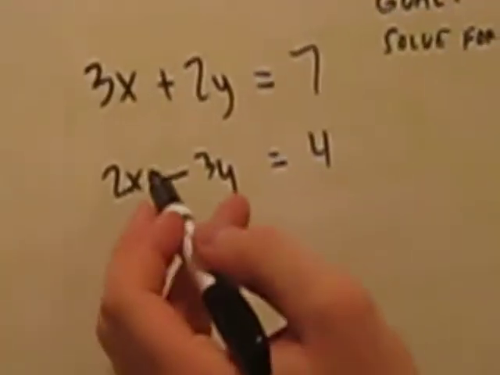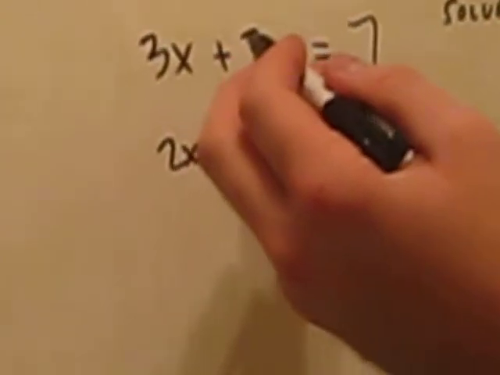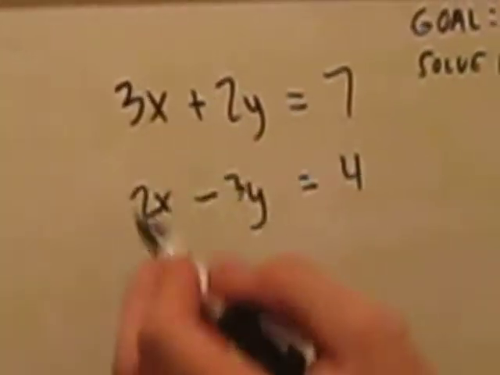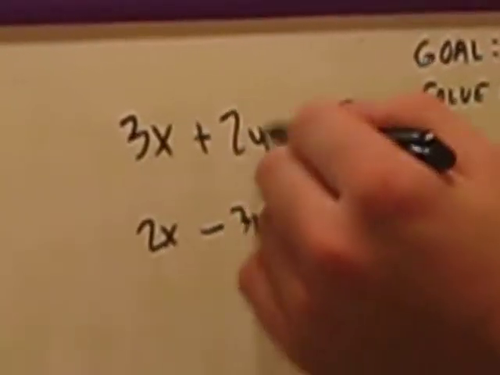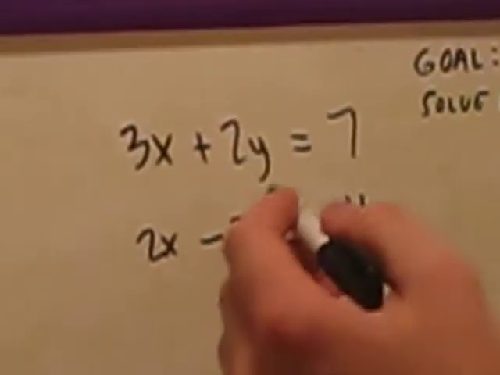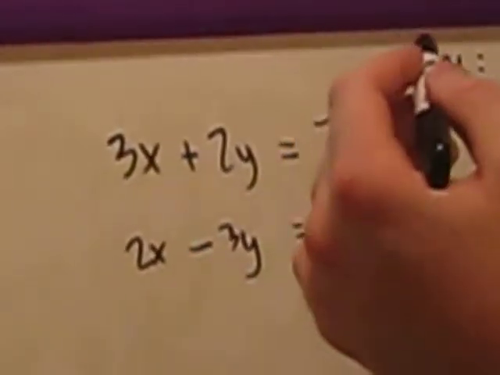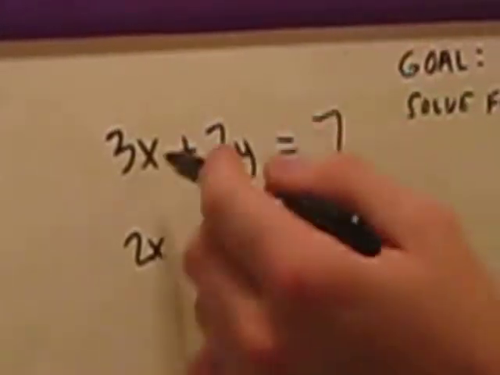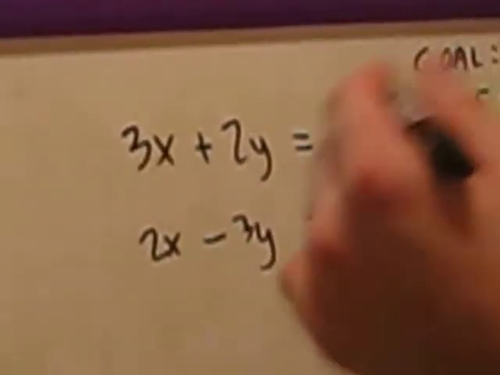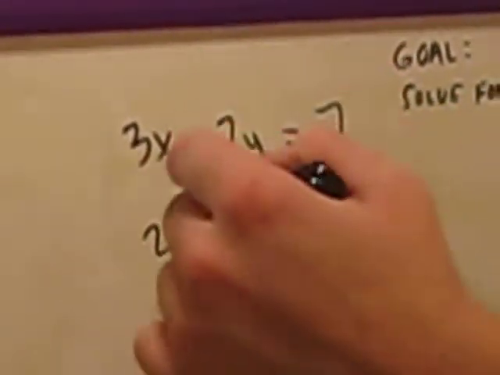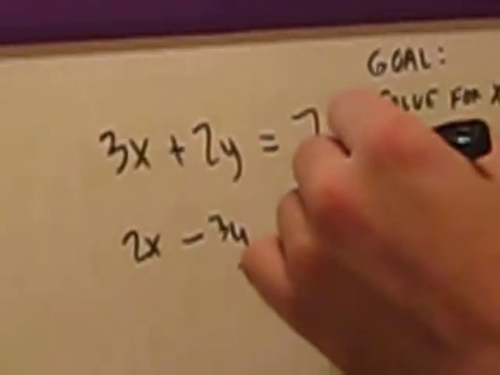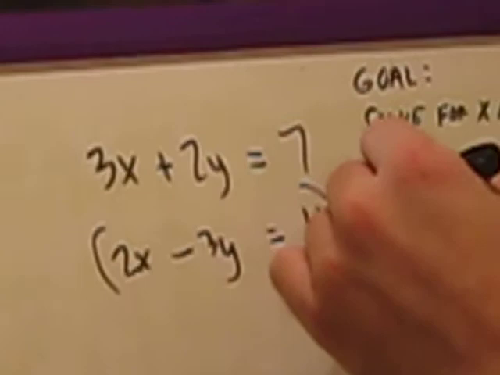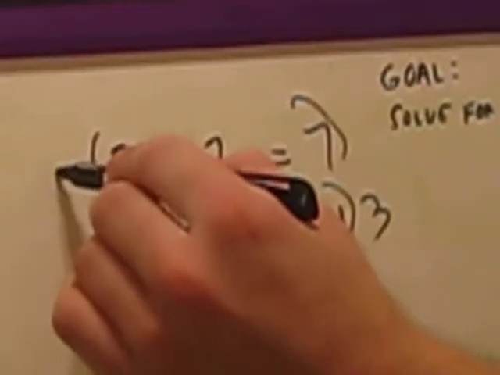Look at this problem. We can't multiply one equation by a certain scalar because these values are not multiples of each other. 2 doesn't go into 3, so we can't do that. So we're going to multiply each equation by a certain scalar, and our first goal is to cancel out the x variable. To cancel out the x variable, we find the least common multiple of 2 and 3, which is 6. So we're going to multiply this equation by 3 and this equation by 2.